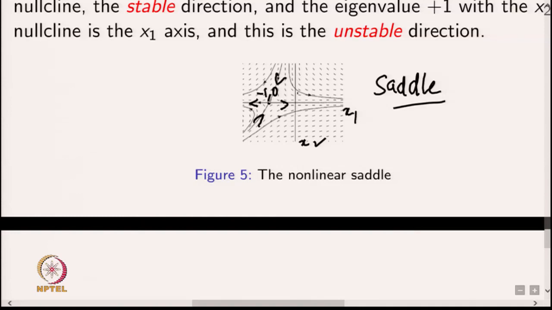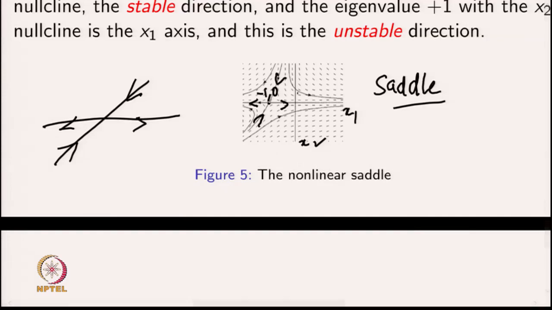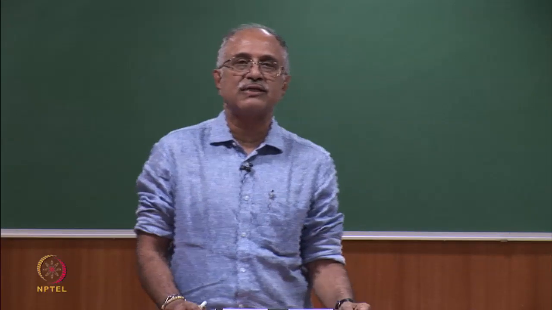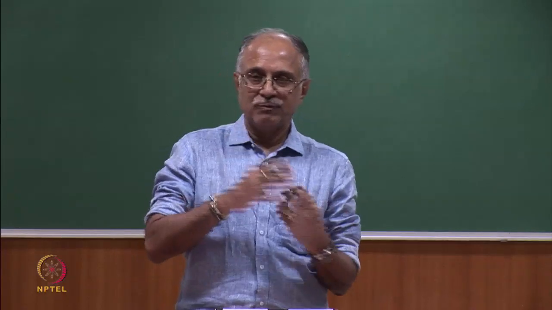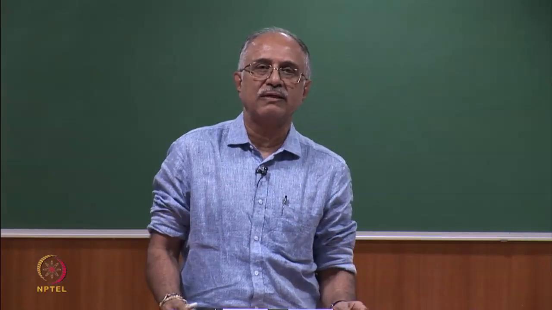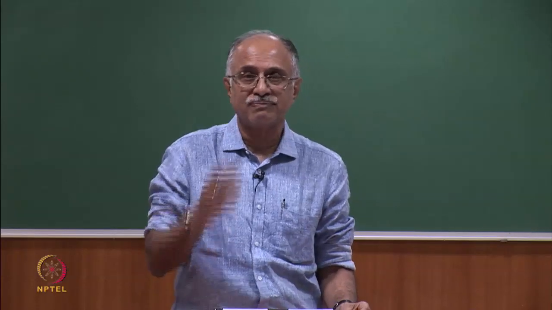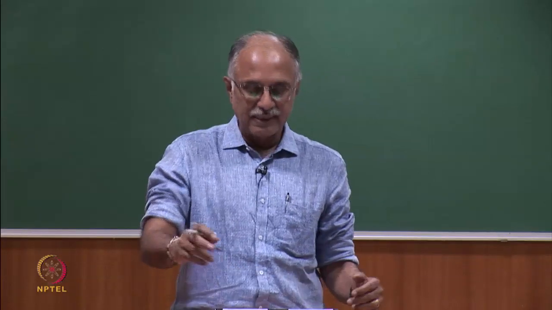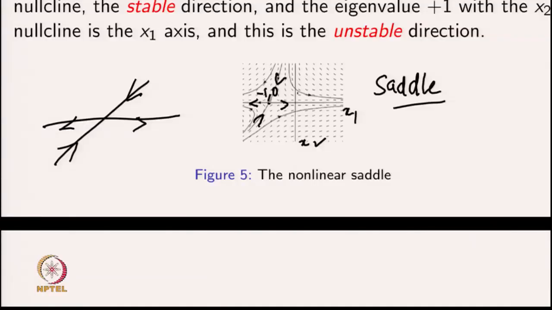In the linear system, the saddle would have just been a set of straight lines with one unstable direction and one stable direction. Because the system is nonlinear, we can see that this stable direction actually curves, and the further you go away from that place where the linearization is a good approximation, you are going to be able to see the curvature in the null lines.